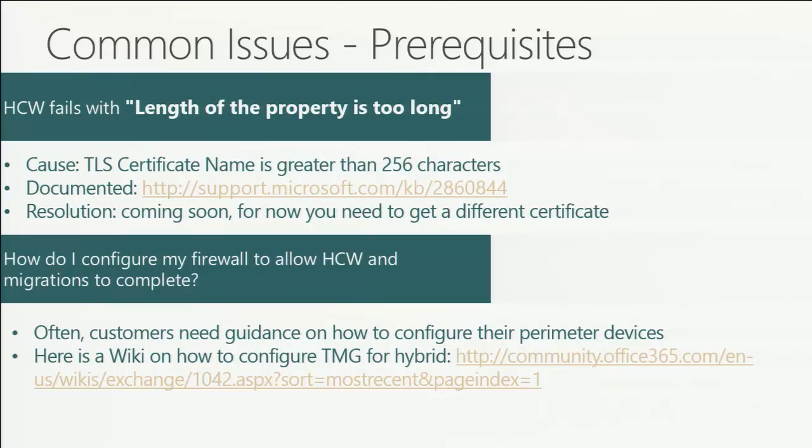Another common issue is how do I configure my firewall to allow HCW? This is such a common issue that the auto-discover feature that Ronil and Andrew talked about, where we predict the auto-discover endpoint, a lot of that was because of timeouts in the hybrid configuration wizard, or failure to detect or connect to that auto-discover endpoint. That's because the auto-discover endpoint isn't published correctly through your firewall or your TMG. Maybe you set up pre-authentication, whatever it is.